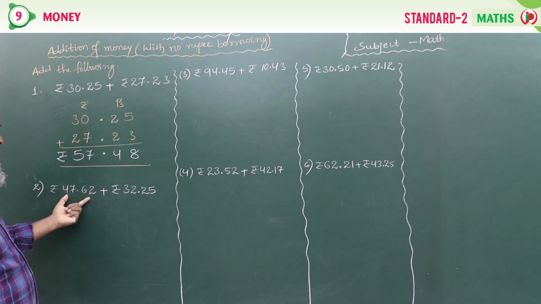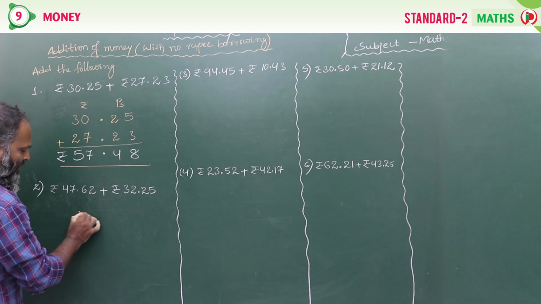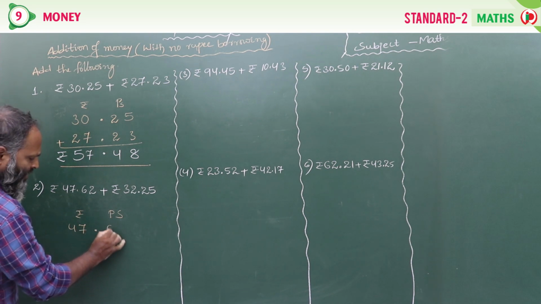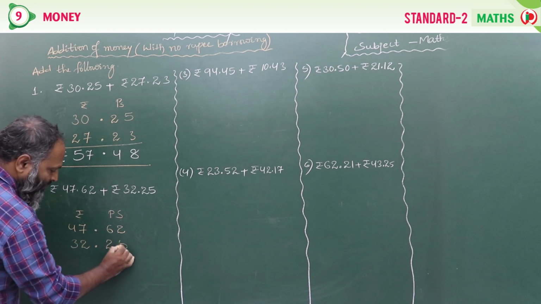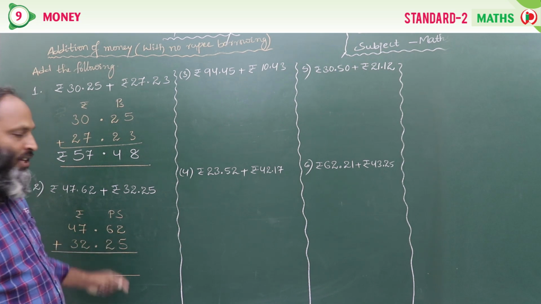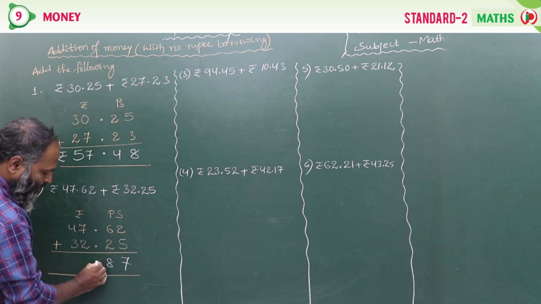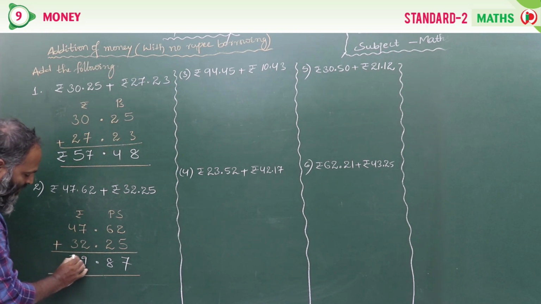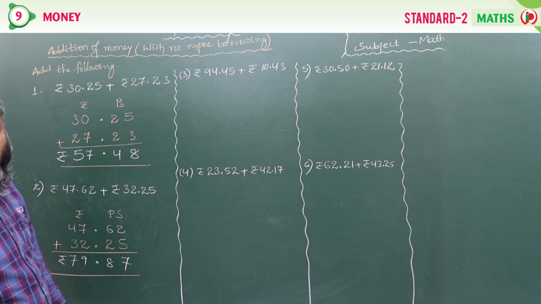The next question, 47 rupees 62 paisa plus 32 rupees 25 paisa. First take rupees here and paisa here. That is 47 rupees, then after that decimal, 62 paisa. Then here 32 rupees and 25 paisa. Now add. First you add paisa. 5 plus 2, 5, 6, 7. 6 plus 2, 6, 7, 8. Then after the decimal point, 7 and 3, 7, 8, 9. 4 plus 3, 4, 5, 6, 7. So it is 79 rupees 87 paisa.